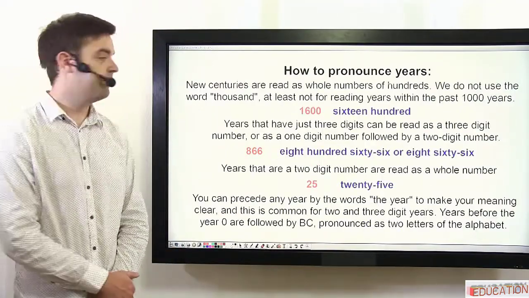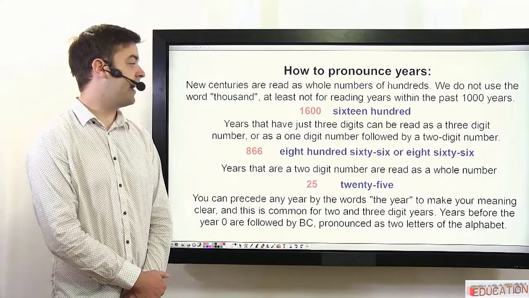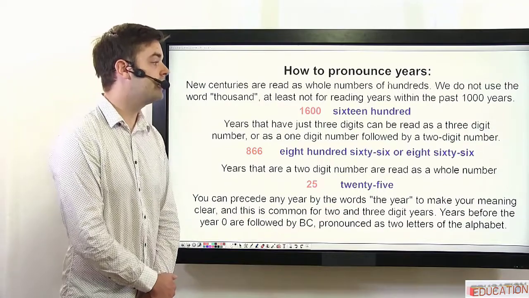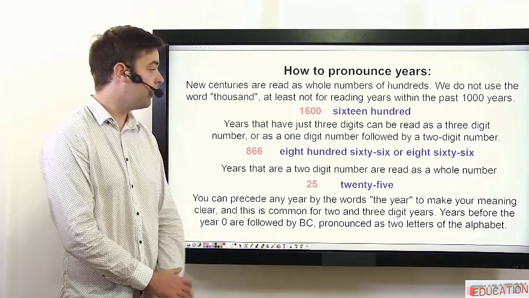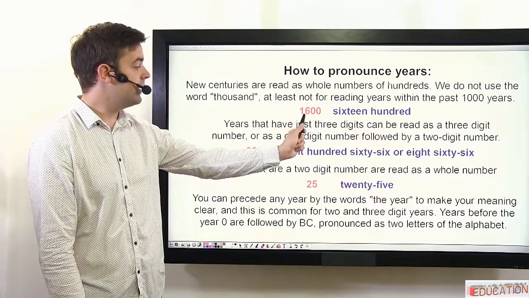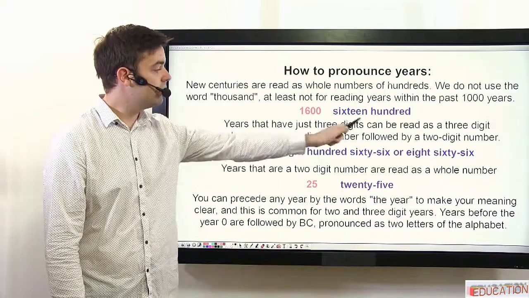New centuries are read as whole numbers of 100. We do not use the word thousand, at least not for reading years within the past 1,000 years. So, here we have 1600.